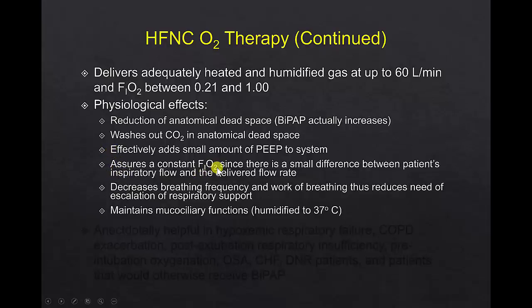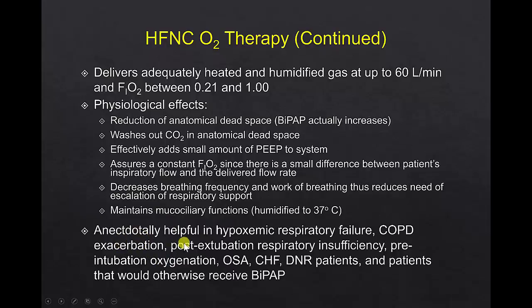We assure a constant FiO2 because we overwhelm the patient with such a high flow that their own minute ventilation does not change the mixing of room air and oxygen. It's mostly the oxygen delivered from the system. It decreases breathing frequency and work of breathing. The work of breathing goes down to some degree because you're decreasing anatomic dead space by washing it out. Therefore, you're ventilating less per minute, only having to keep up with alveolar ventilation, with much less wasted ventilation on dead space ventilation. And because of the humidity and the temperature, mucociliary function is maintained.